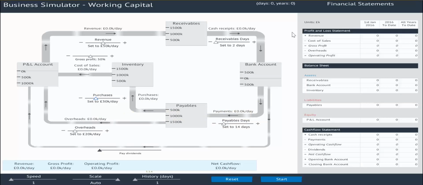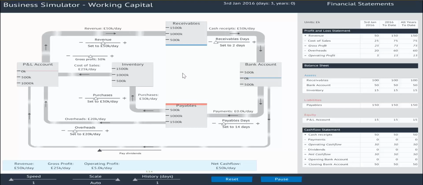Before we click Start, we can note that the financial statements on the right-hand side now include all these additional elements, and again, these will update automatically as the simulation is run. At the bottom, we can see the key bits of financial information: revenue, gross profit, operating profit, and net cash flow.